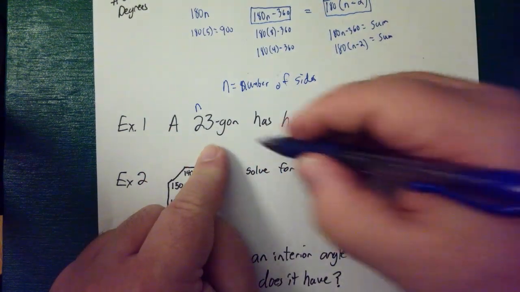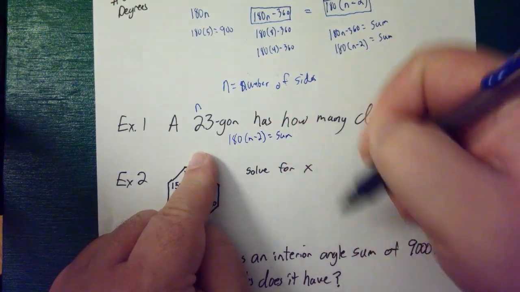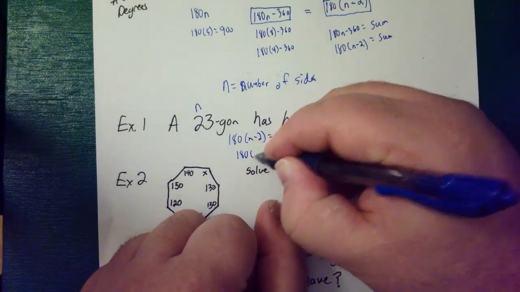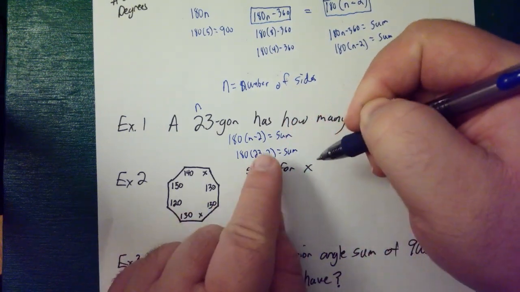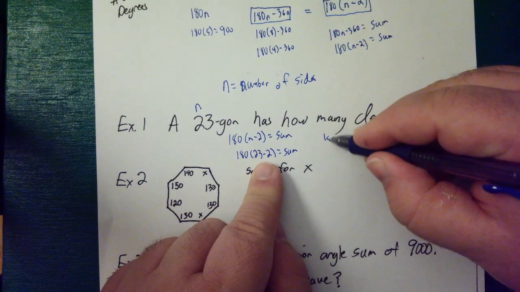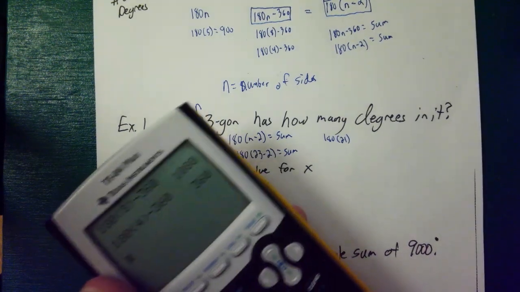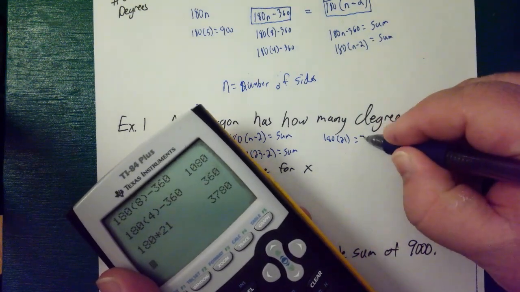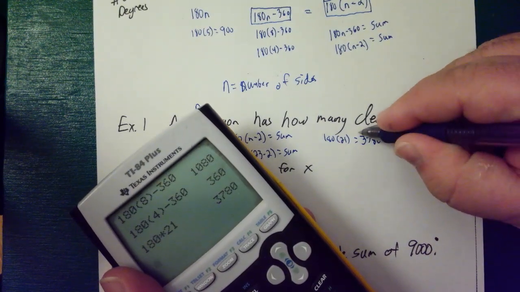So if I took this equation, 180 times n minus 2 equals the sum, that's what I'm looking for, the sum. I have n, so I'm going to use this one. It's going to be 180 times 23 minus 2, that's going to equal my sum. 23 minus 2 I can do in my head, that's 21. 180 times 21, I don't know. That I need my calculator for. I'm not going to lie, I don't know what the answer to that is. 180 times 21 is 3,780. And that is how many degrees it is.